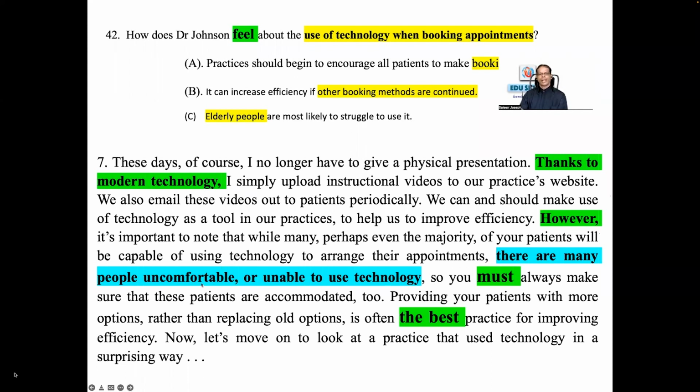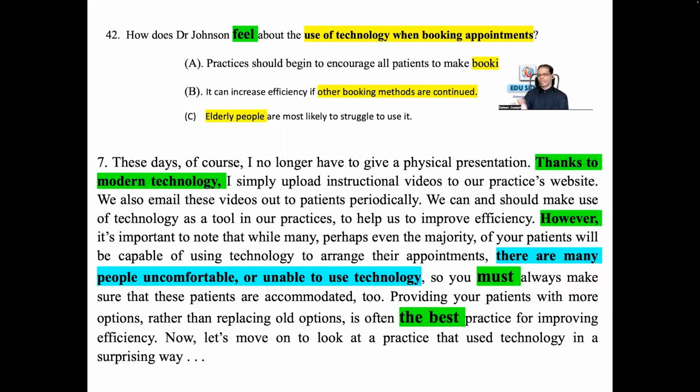There are many people uncomfortable or unable to use technology. So you must always make sure that the patients are accommodated, providing your patients with more options rather than replacing old options. It is often the best practice. Again, you have the scale, the best practice, for improving efficiency, which is that instead of replacing the offline one, you have to go offline and online.